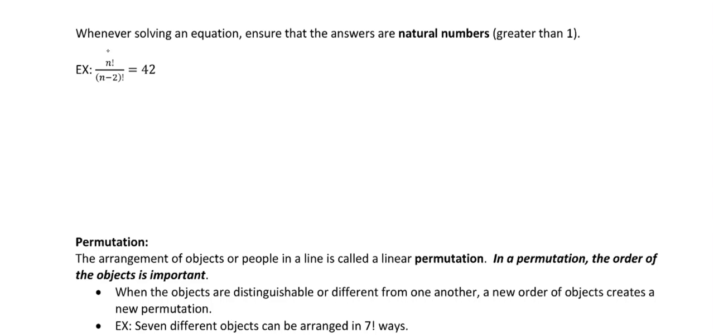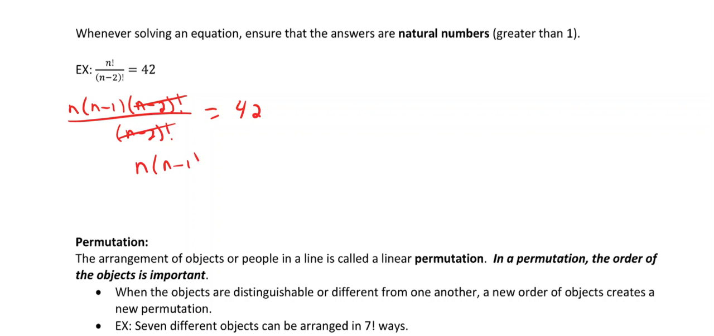So the very first thing I'm going to do is rewrite the top of this. So this would be n times n minus 1, times, and then this looks good, n minus 2 factorial, over n minus 2 factorial is equal to 42. And then these nicely cancel, right? N minus 2, n minus 2. So we end up with n times n minus 1 is equal to 42.